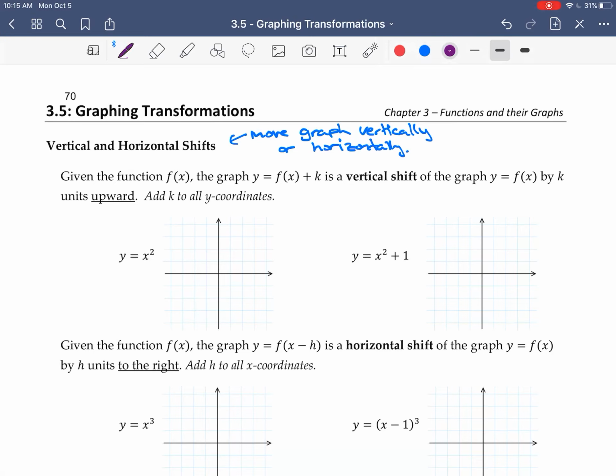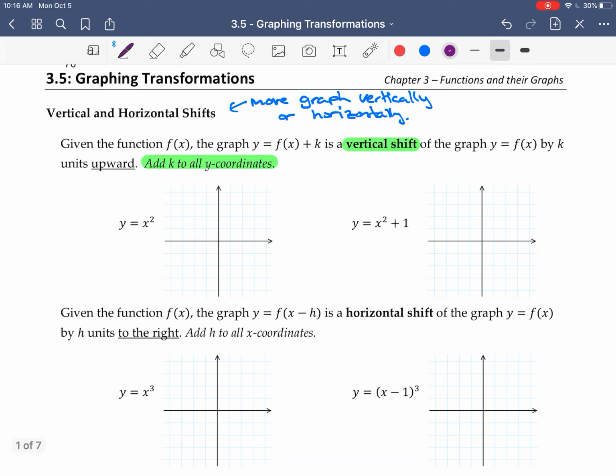If I have a function f of x, and we want to think about the graph of f of x plus k, we take the old y value and just add k to it. So this is going to be a vertical shift. We're changing the y values by shifting them up by k, if k is positive. If you have a vertical shift, you just add k to the y coordinates.